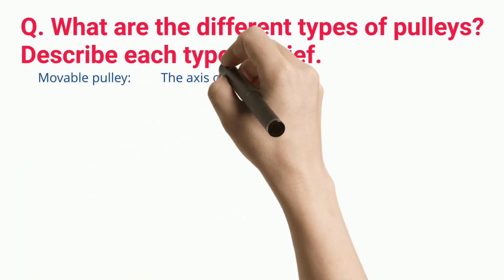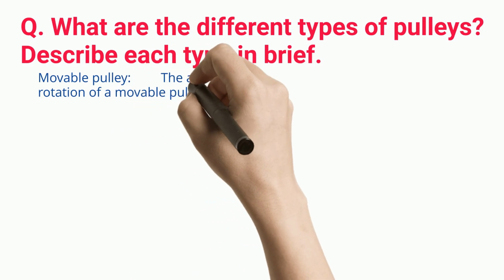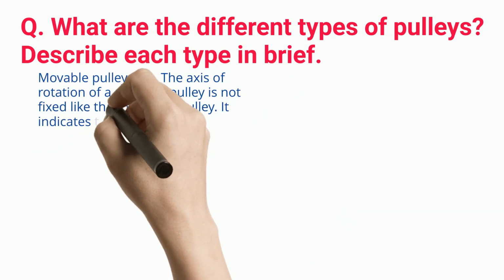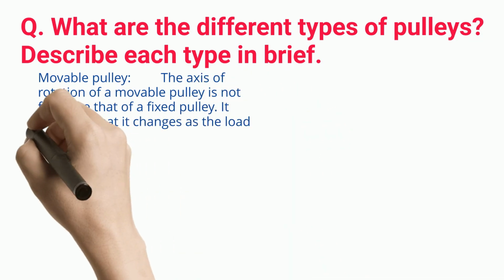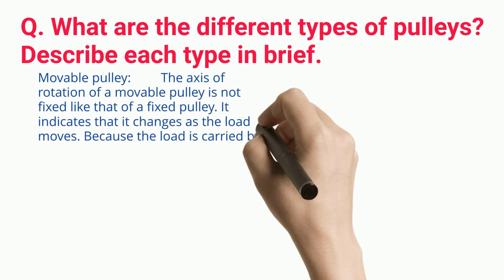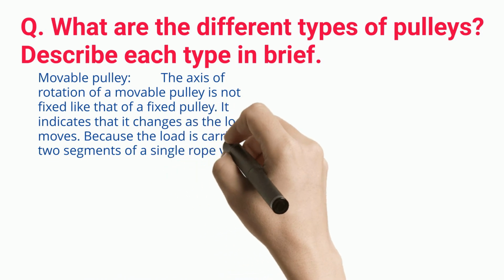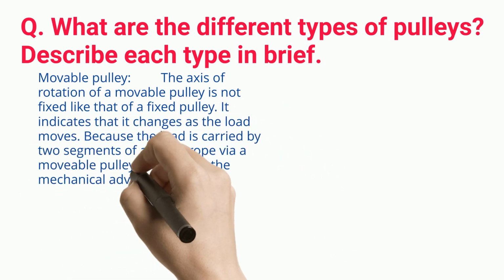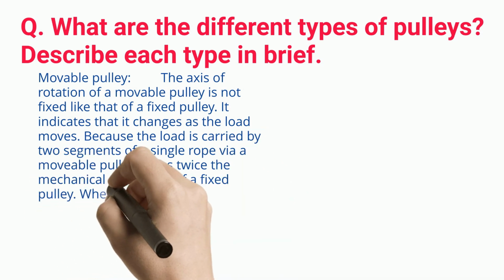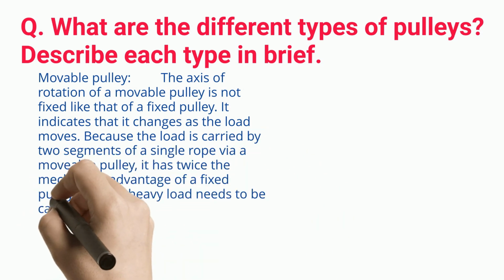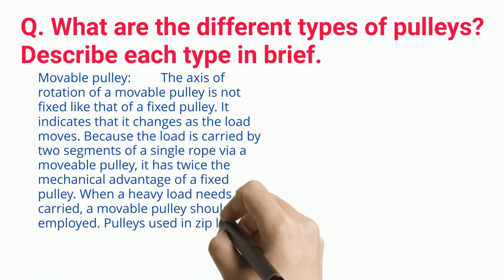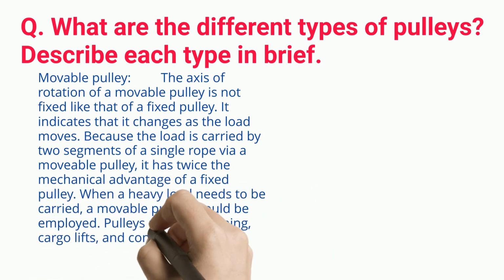Movable pulley. The axis of rotation of a movable pulley is not fixed like that of a fixed pulley. It indicates that it changes as the load moves. Because the load is carried by two segments of a single rope via a movable pulley, it has twice the mechanical advantage of a fixed pulley. When a heavy load needs to be carried, a movable pulley should be employed. Pulleys used in zip lining, cargo lifts, and construction equipment are examples of movable pulleys.